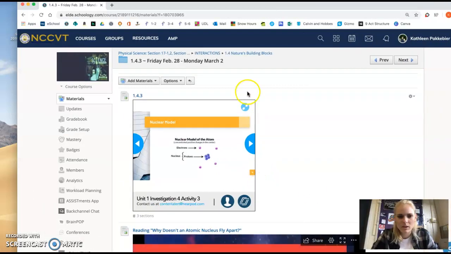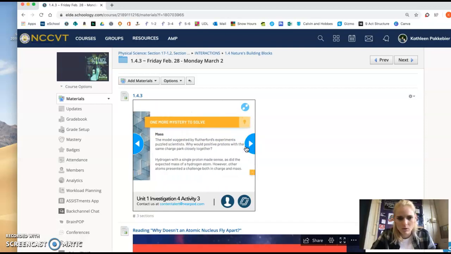Here we go. So there's the nuclear model of the atom. This is what Rutherford came up with after his experiment. He's got this small positive center, the small positive nucleus, and the electrons he decides are kind of floating around it. And that's the nuclear model of the atom. So the one more mystery to solve is all about the mass.